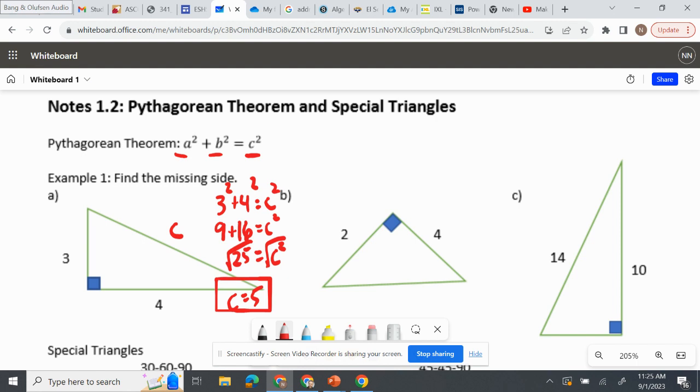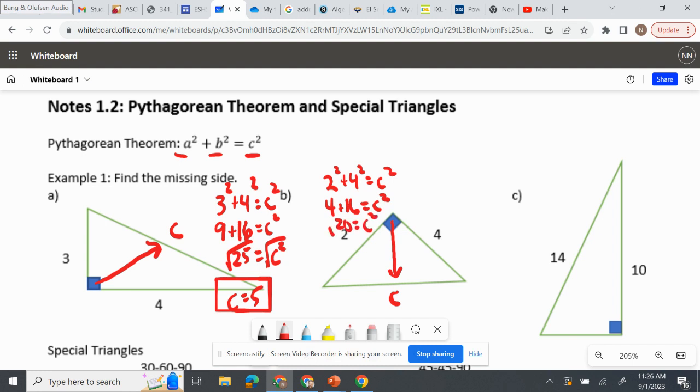Now, if we're looking at letter B, once again, we're solving for our hypotenuse, and how we know it's a hypotenuse is it's directly across from the 90 degrees. So on our first example and our second example, we're finding our hypotenuse. Now, it doesn't matter which one is A or B, so I'm just going to go 2 squared plus 4 squared equals c squared. 2 squared is 4, 4 squared is 16, 4 plus 16 is 20.